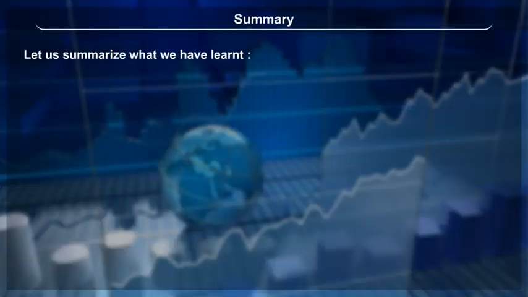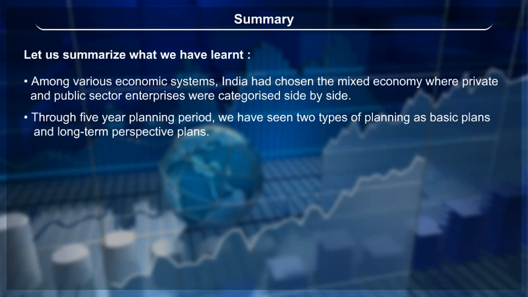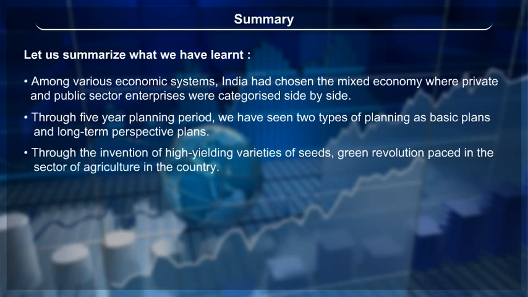Summary. Let us summarize what we have learned. Among various economic systems, India had chosen the mixed economy, where private and public sector enterprises were categorized side by side. Through the five-year planning period, we have seen two types of planning, as basic plans and long-term perspective plans. Through the invention of high-yielding varieties of seeds, the Green Revolution paced up the agriculture sector in the country.